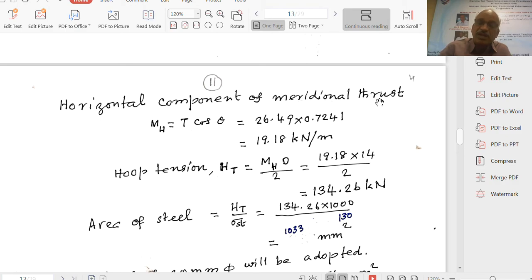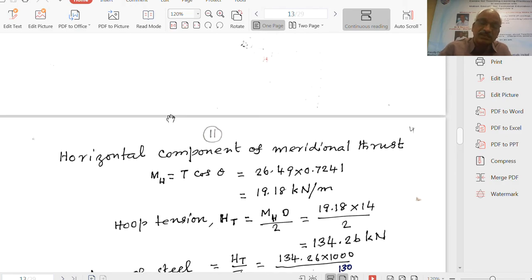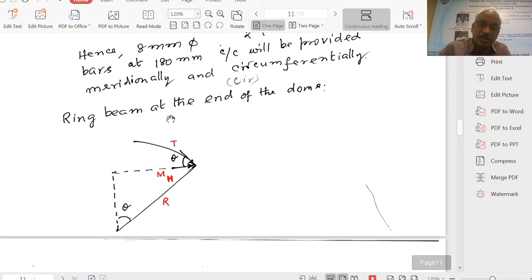So the horizontal component of the meridional thrust is equal to T into cos theta. You can see the figure. This is the tension, that is the thrust that is transferred in the last ring, because theta is less than 90 degrees. If theta is 90 degrees, then the force transferred on the last ring, ring 1 to 2, 2 to 3, 3 to 4 like that, will be vertical.